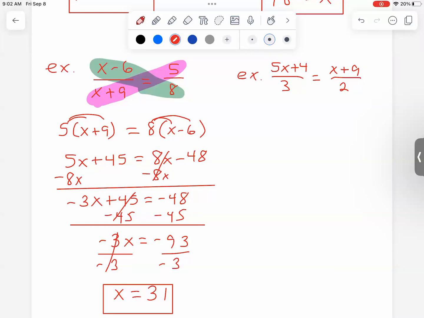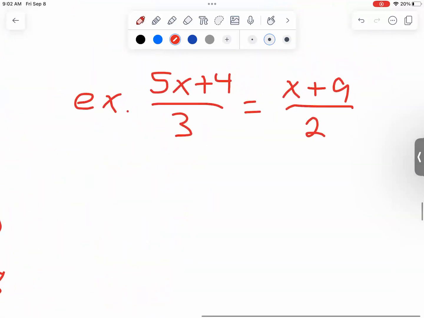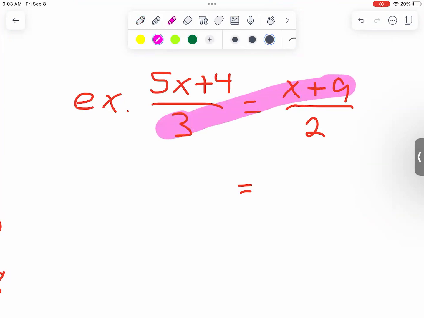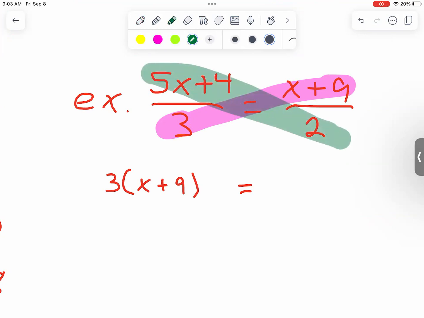All right, here we go. We are going to set our equal sign down, and I'm going to cross multiply. I will first do 3, and then in parentheses, x plus 9. I put that on one side of the equal sign. And then the other side, I'm going to do 2 times 5x plus 4. So there is our setup.